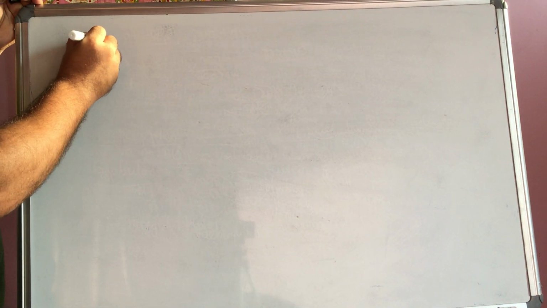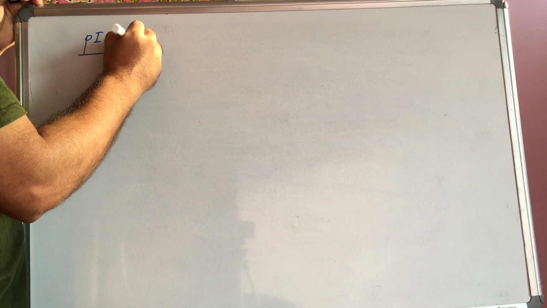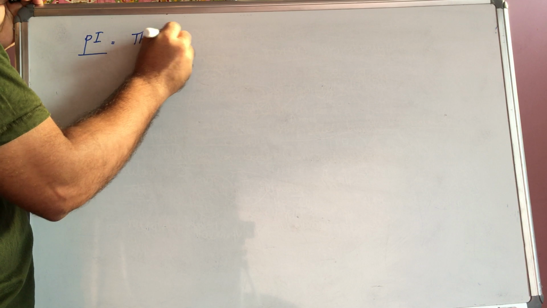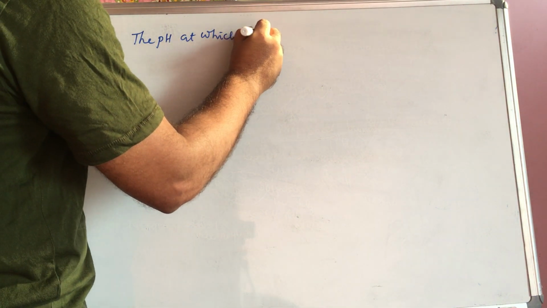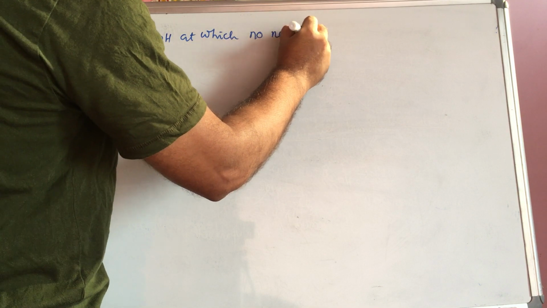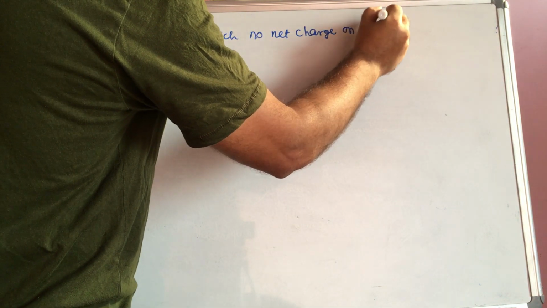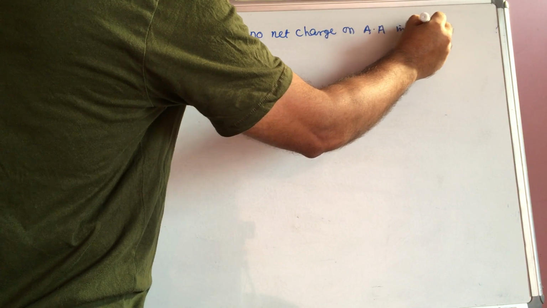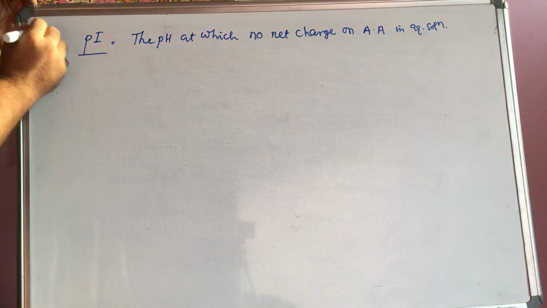The isoelectric point is denoted by pI. So I am writing the definition: the pH at which there is no net charge on an amino acid in aqueous solution is called the isoelectric point.